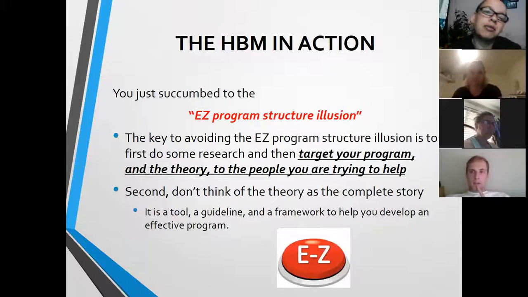Okay, it's called What Happened to Us. It's called the Easy Program Structure Illusion. And it says that the key to avoiding this problem is to do some research and then target your program and the theory to the people you are trying to help. And then second, don't think of the theory as the complete story. So it's a tool or a guideline and a framework to help you develop an effective program. Yeah.